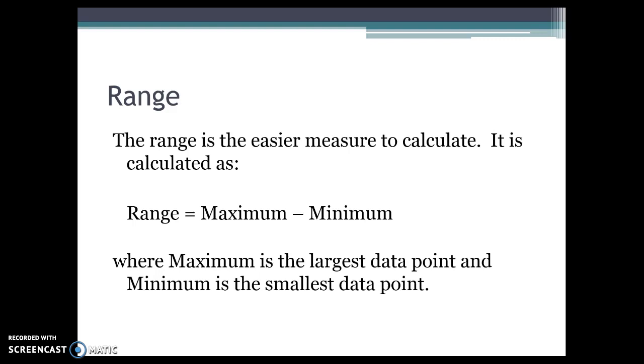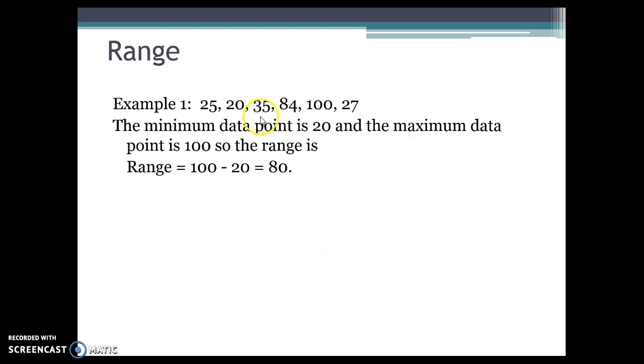So to start with, let's look at the range. The range is really easy to calculate. It's just the maximum data point minus the minimum data point. So for example, in this data set, the largest data point is 100, the smallest data point is 20. So when you do the subtraction, you get 80. It's correct to say that the data ranges from 20 to 100. But when they ask you for the range, they're really talking about doing the maximum minus the minimum.